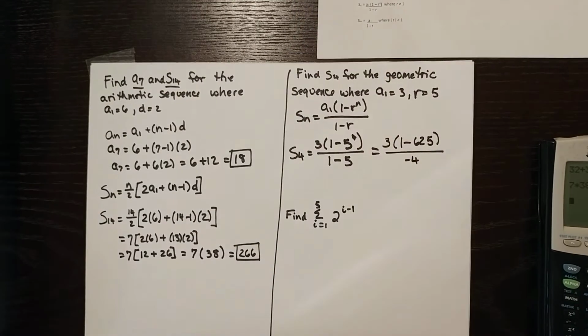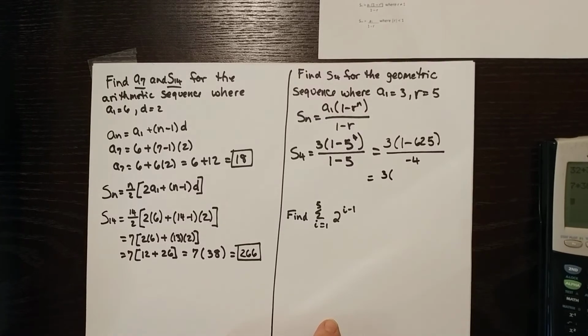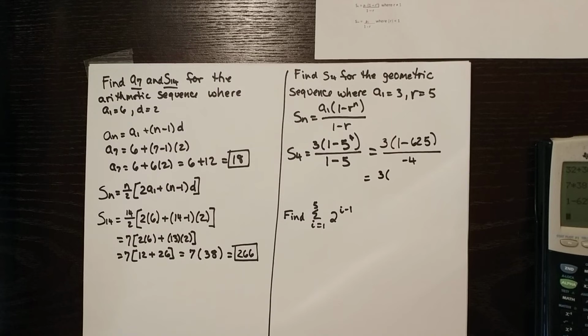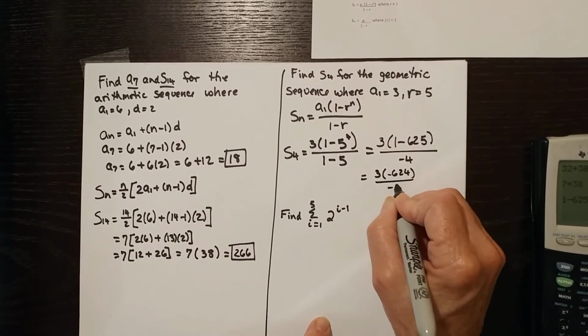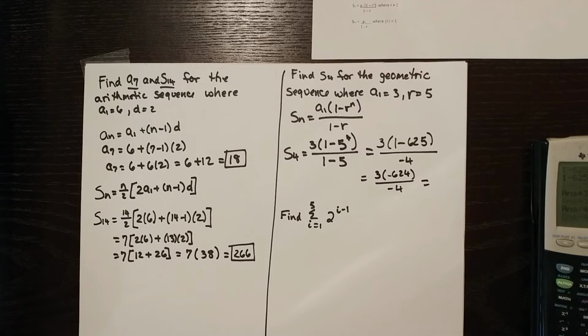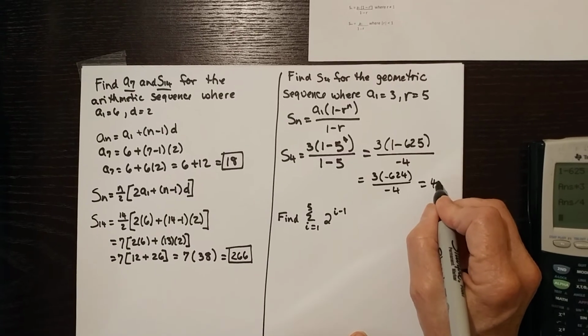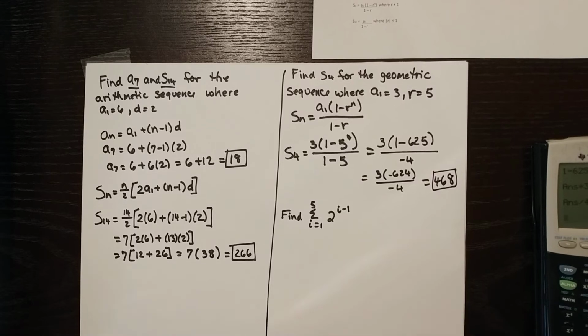I can go ahead and do the denominator. So, 3 times 1 minus 625, and 1 minus 625 is negative 624. And this is being divided by negative 4. 624 times 3 divided by 4 is going to be 468. That's what I get for that answer right there. And so that's that one.